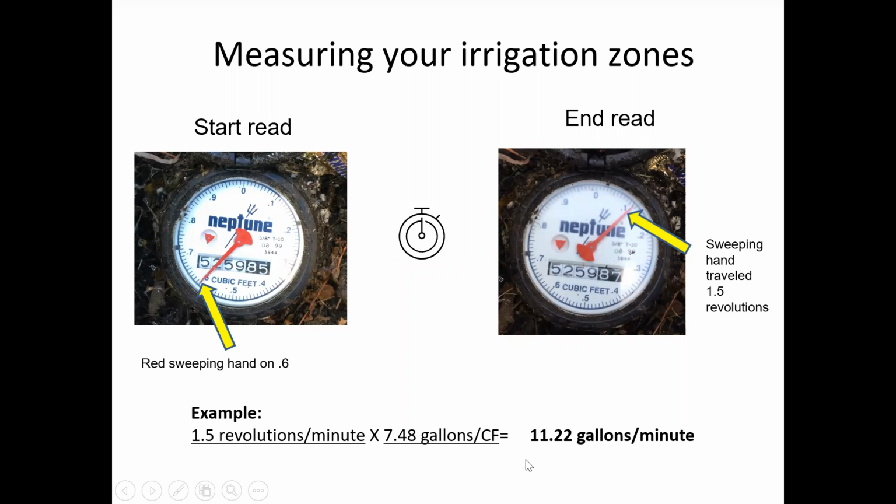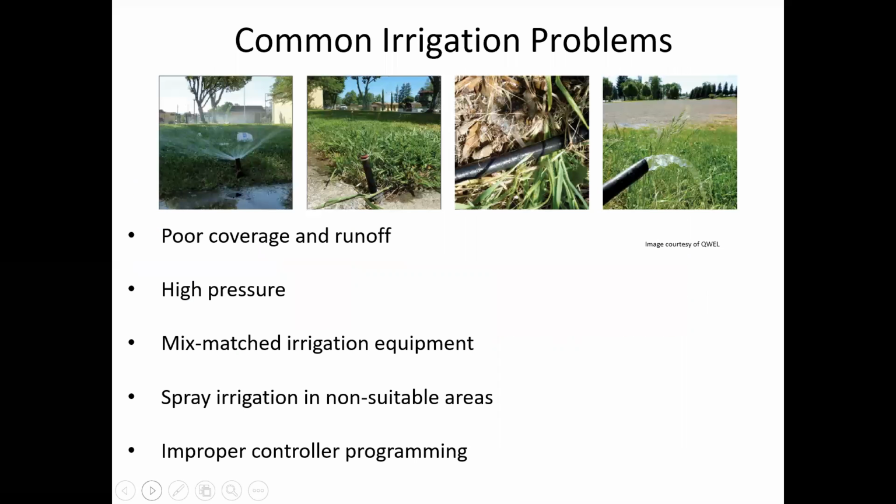And this can be really helpful information to have, because if this is what I'm seeing on my meter after I run my lawn sprinklers for a minute, this could make sense. But if I have drip irrigation, which is 0.4 gallons per hour, and I see in a minute I've used over 11 gallons, to me that would indicate there's some form of leak going on. So measuring your irrigation zones can be really helpful to know how things are performing or if you've got leaks going on.